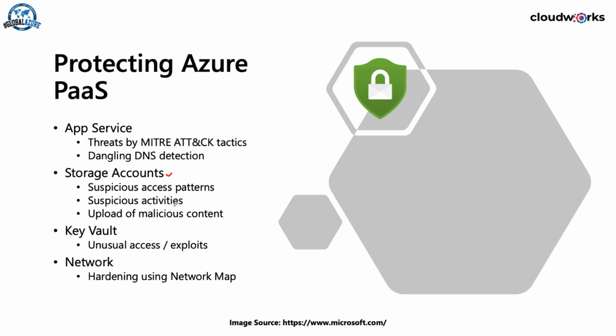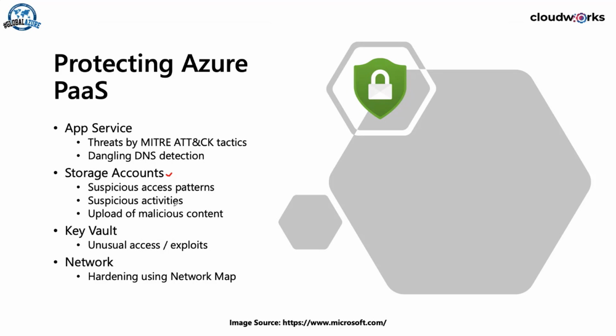Similarly, Key Vault. Let's assume that you have a secret, which is a database connection string or an API token, and there is an unusual access. Someone got the URL and they're trying to open it, maybe in a different browser, maybe from a different location. Other kinds of protection, for example, are for Azure App Services, threats that are based on the MITRE framework, and dangling DNS detection. These are some examples of protections that you can get using Azure Defender for PaaS.